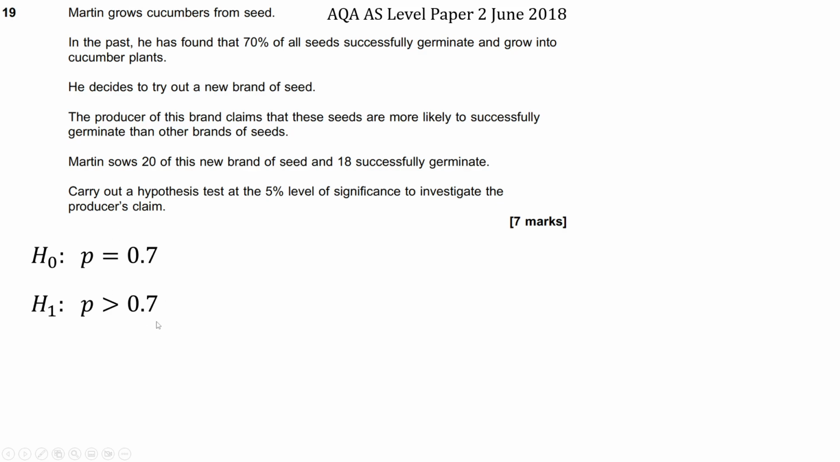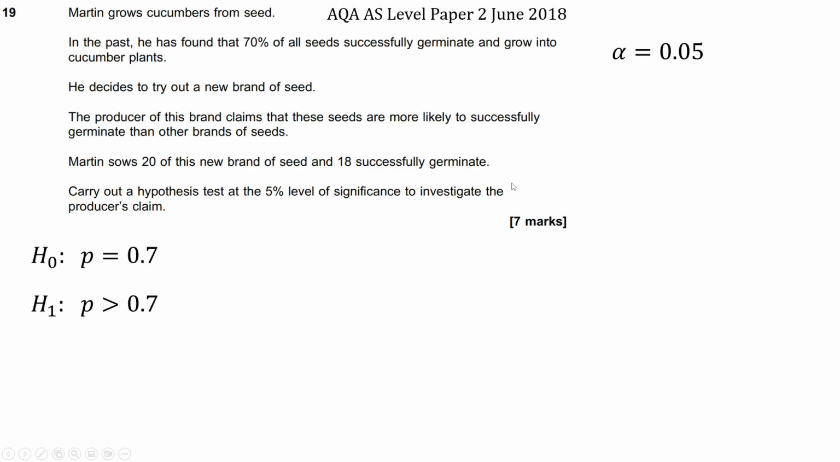Now Martin sows 20 of this new brand of seed, and 18 successfully germinate, which seems quite high. Carry out a hypothesis test at the 5% level of significance to investigate the producer's claim. Up here is just a reference to the paper if you want to have a look at the question. Now, 5% level of significance, so alpha, the significance level, is 0.05 or 5%.